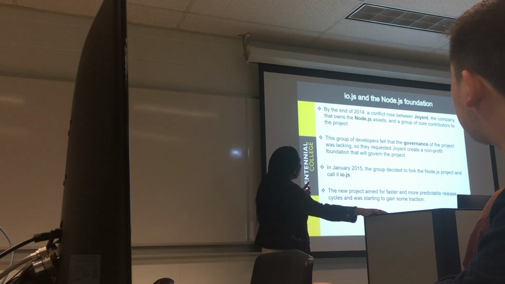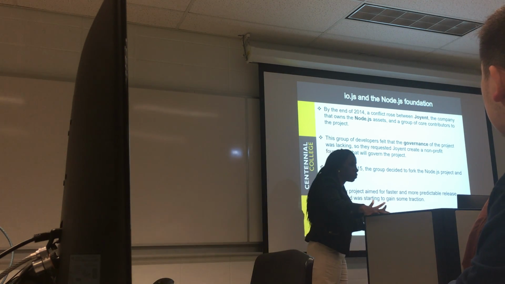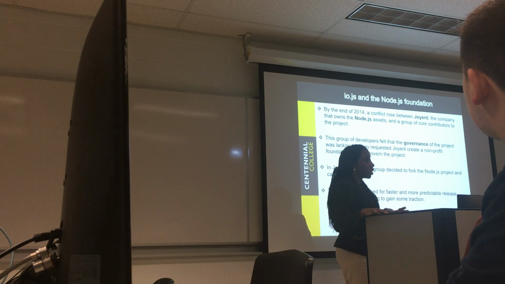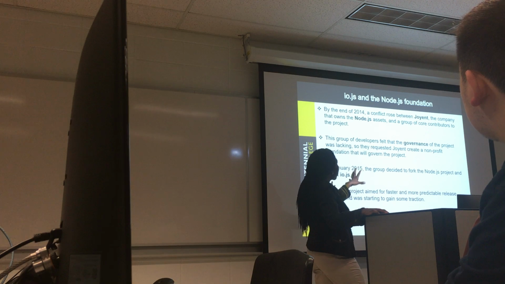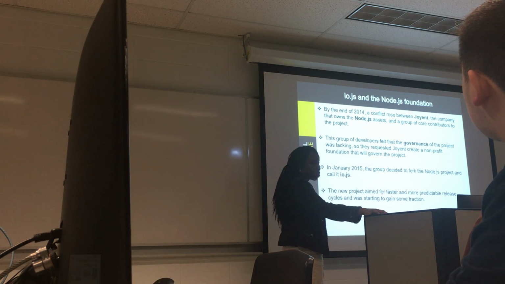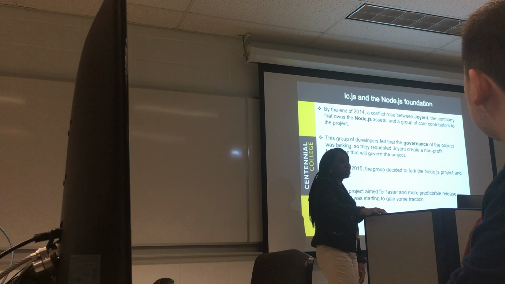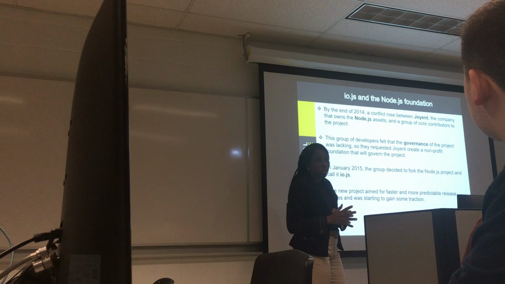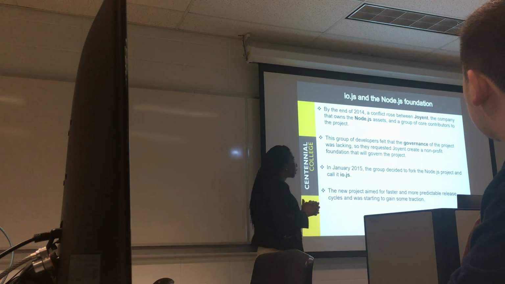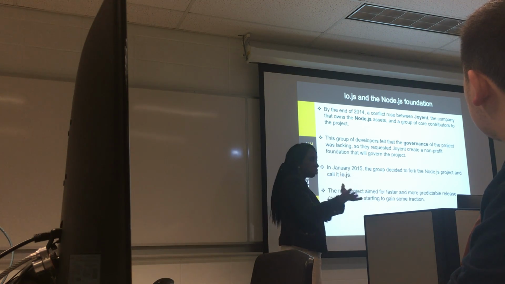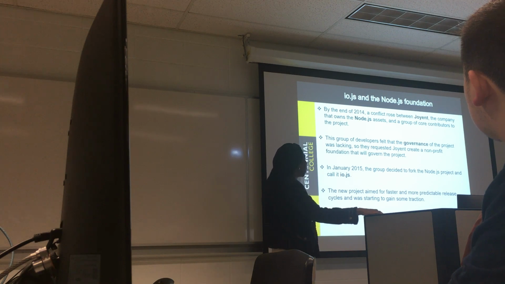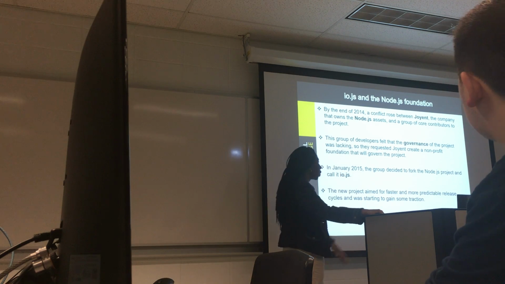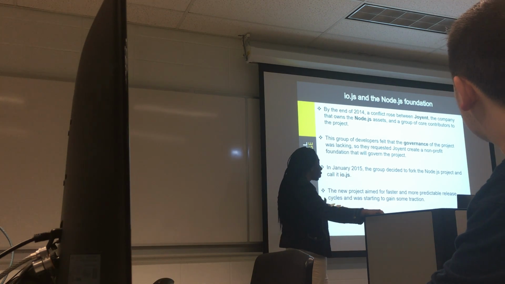So by the year 2014, a conflict rose between Joyent, the company that owns the Node.js asset, and a group of some other contributors to the project, right? So there are some contributors to the project that gave birth to Node.js. They had conflicts, and they felt maybe they should split up. So in January 2015, they decided to fork the Node.js project and call it IO.js.